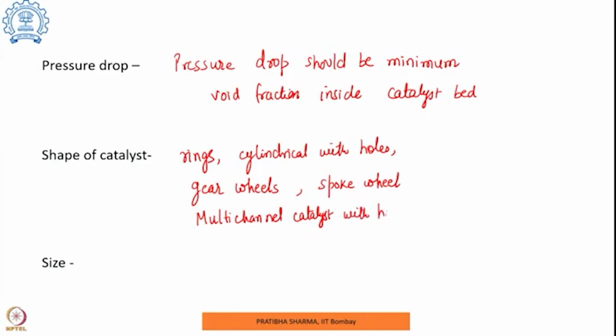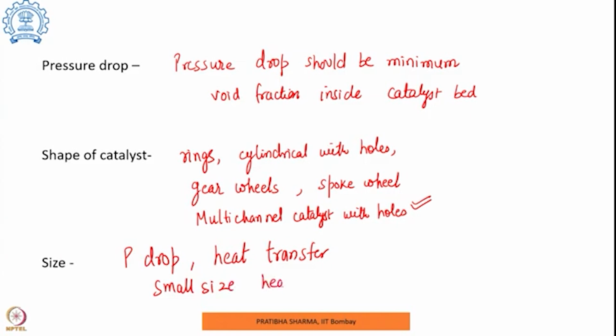They all have holes so as to have the required flow of the gases inside. The most widely used one is the multi-channel catalyst having several holes. Size again is important here. The size determines the pressure drop, and at the same time it will also determine the heat transfer across the bed. For example, for a small size of the catalyst, heat transfer will be better, but at the same time pressure drop will be higher.